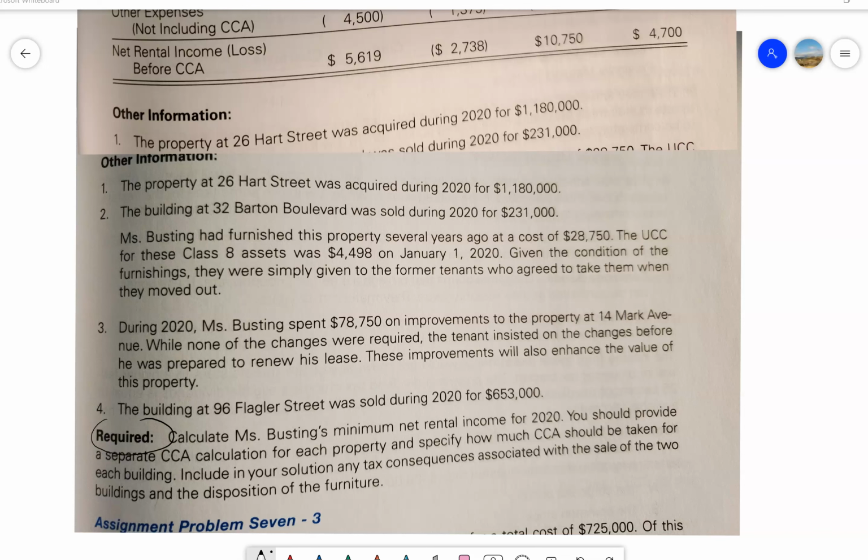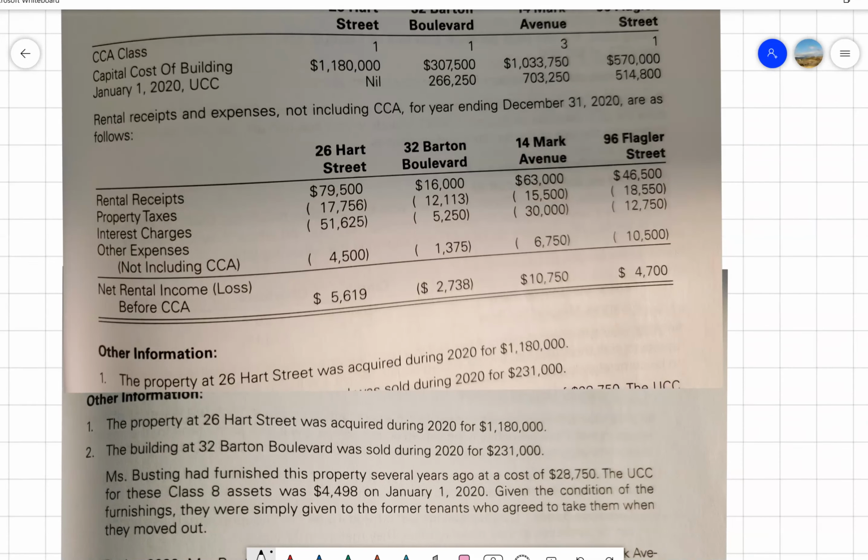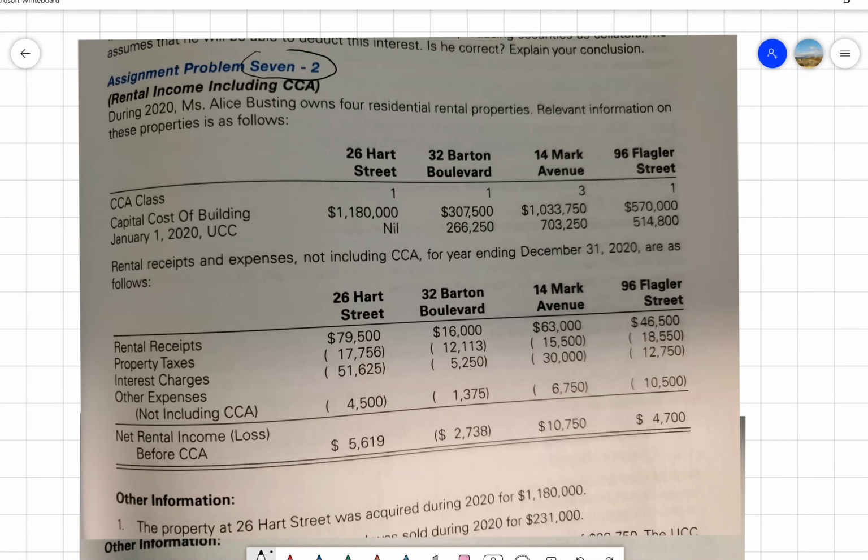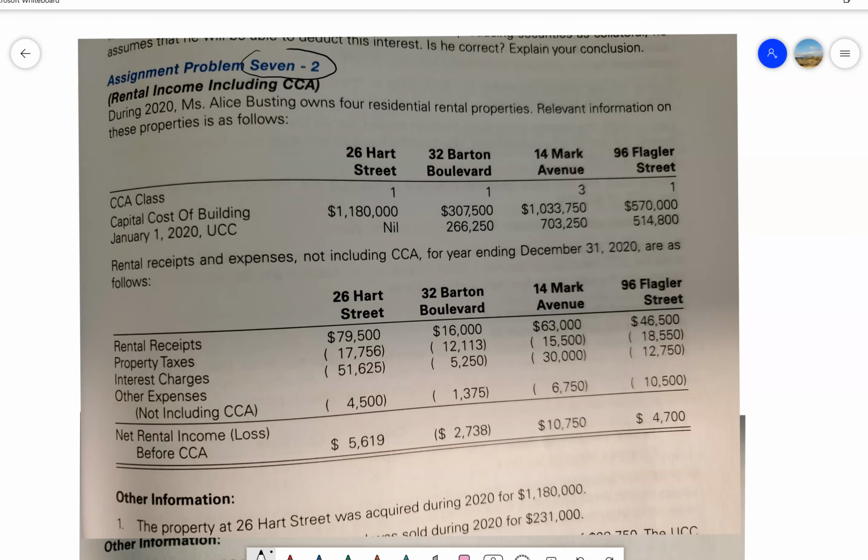Now, before we begin the solution, just a couple pointers about rental income. Remember that for individual taxpayers, they're not permitted to create or increase a net rental loss by claiming CCA. So when we talk about net rental income before CCA, that could include things such as recapture and terminal losses on the disposition of the building or any furniture that's within the rental properties.